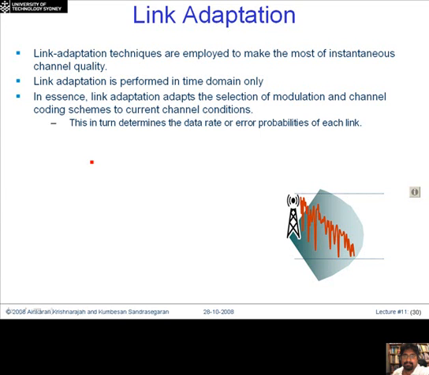Okay, so again, the type of modulation scheme and the type of error coding scheme that you use will determine the data rate, the effective data rate. Because effective data rate or throughput is based on the error probabilities and so forth.